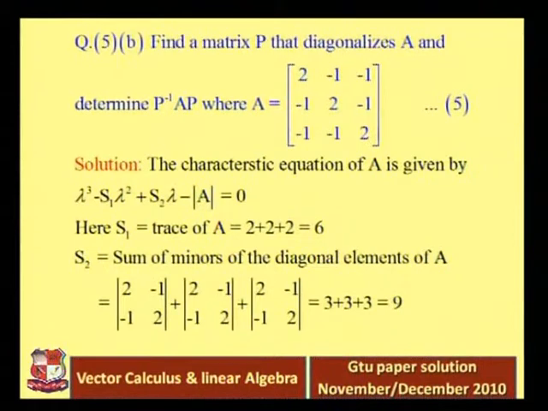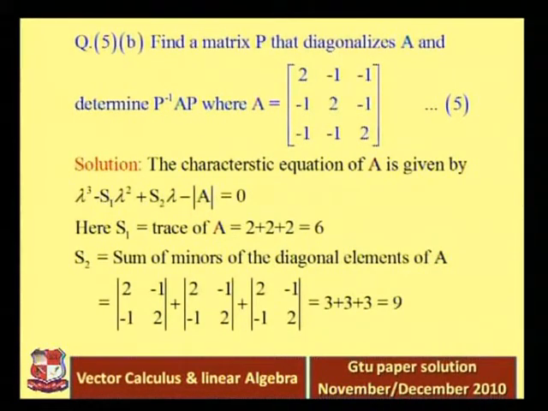The second main diagonal element, that is 2, the minor of that element 2, that is also 2 minus 1, minus 1 2. Okay, so all of the three determinants are the same, that is equal to 3 plus 3 plus 3, so 9. So s2 is equal to 9 you get.